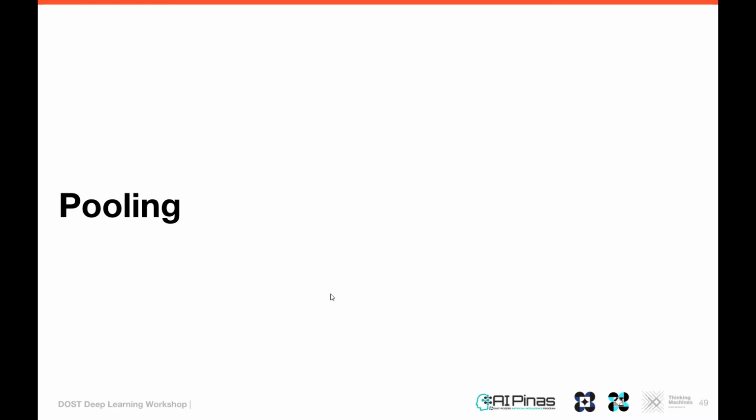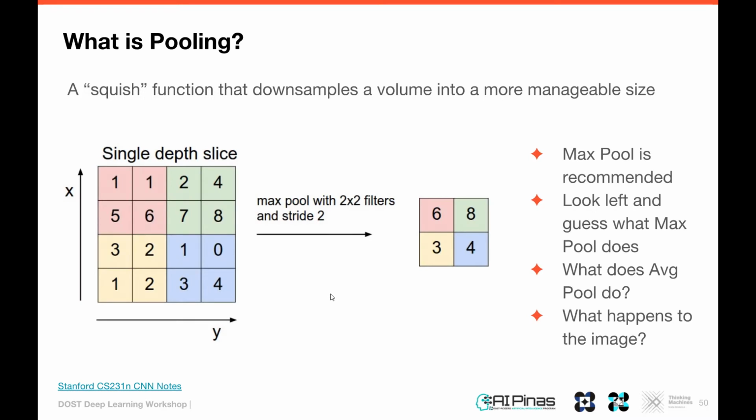Here's the second type of layer. We've gone over the convolutional layer. Now let's look over the pooling layer. So what is pooling? Pooling is that squish function that downsamples a volume into a more manageable size. Earlier we saw how your choice in stride could squish down your activation volume. You can do the squishing without filters by using a pooling layer.